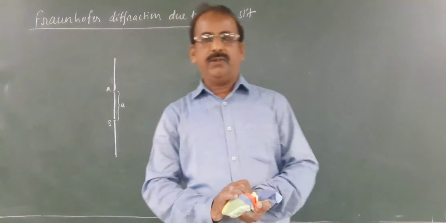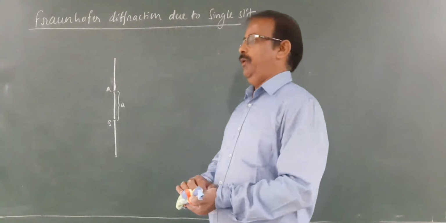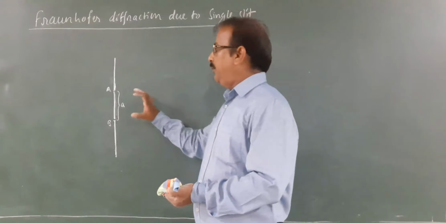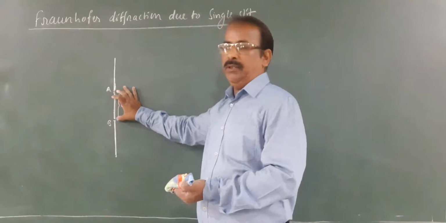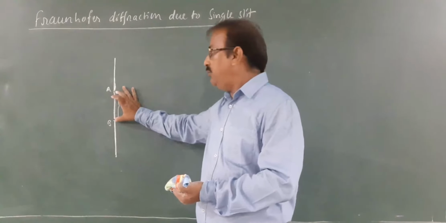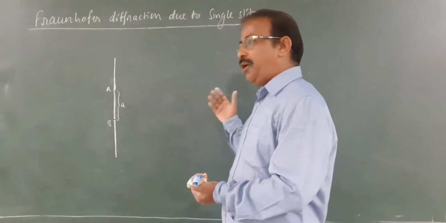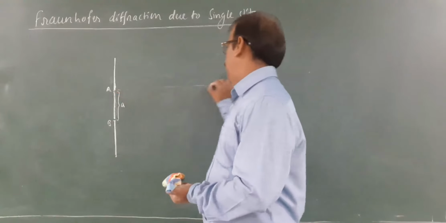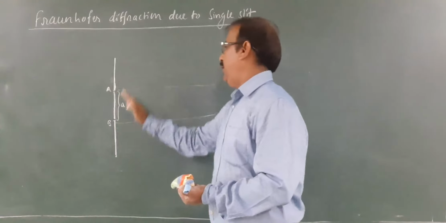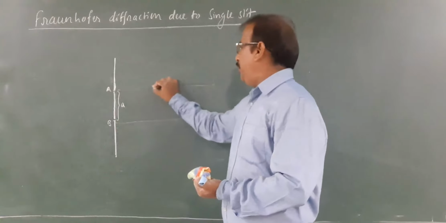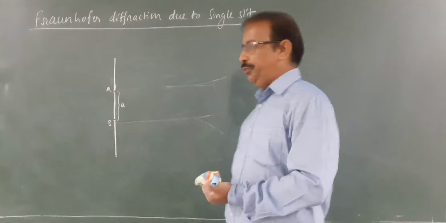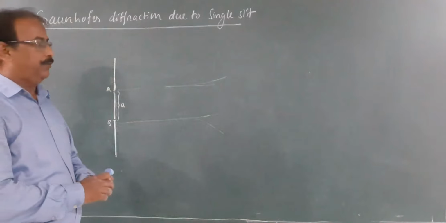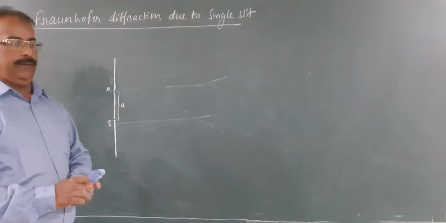As the size of this slit is very, very small, diffraction of the light takes place. We observe that the light incident on this slit enters the region of shadow of this slit. Suppose in this much region shadow is there, then you will find that light enters the region of shadow also. It means diffraction takes place here.